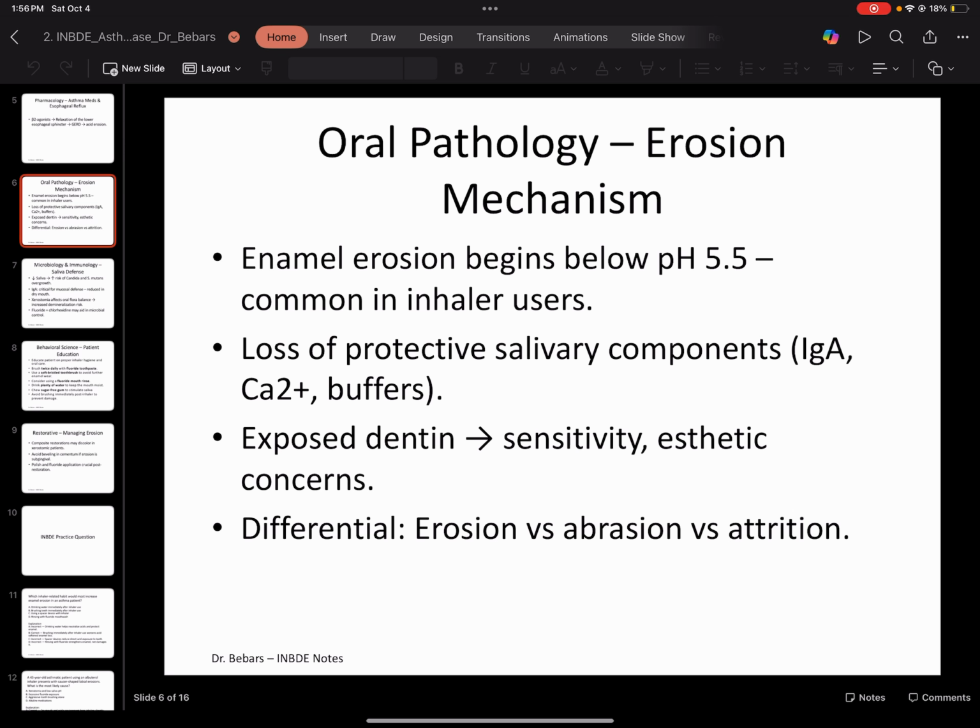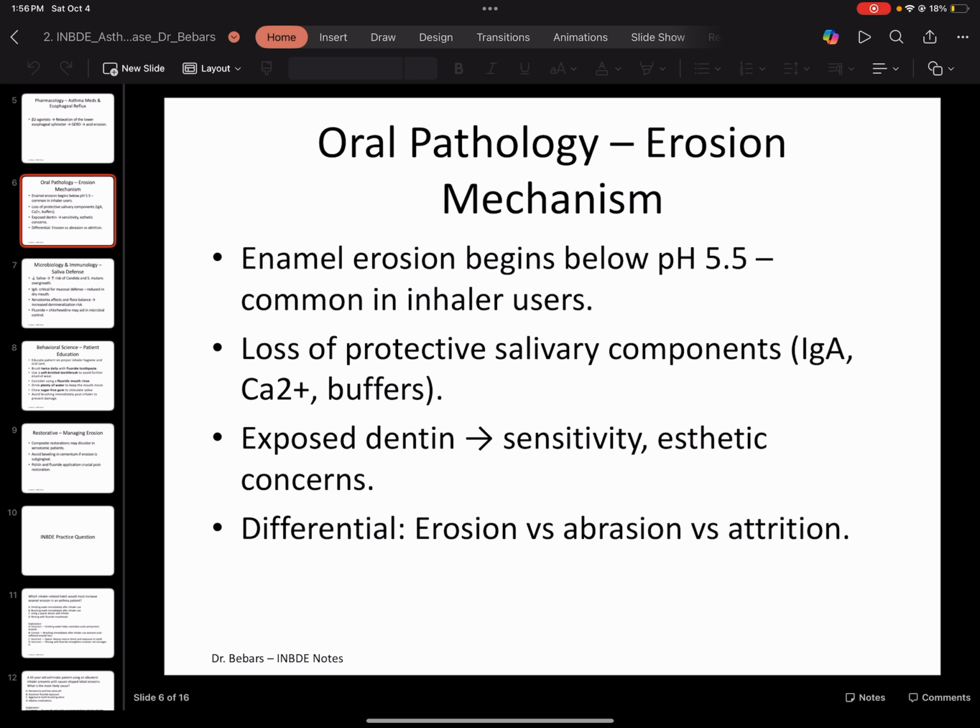Oral pathology perspective, we need to memorize that enamel erosion begins below pH 5.5, and it's common in patients with asthma using inhalers. There is also loss of protective salivary components, including IgA calcium buffers. Also, exposed dentin will cause, of course, sensitivity and cosmetic concerns.